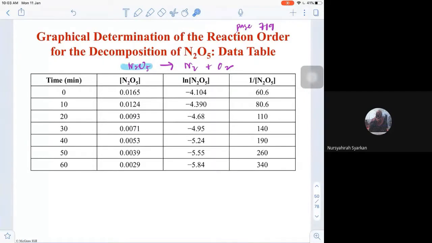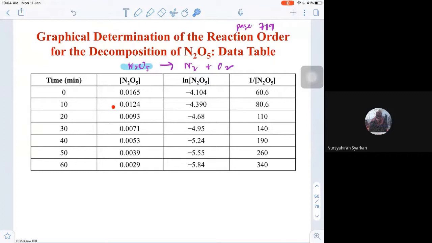And then you press ln 0.093. Then you will get the value negative 4.68. You press the calculator to get all the ln values until at 60 minutes. Okay, after you complete this table, then you have to complete the table of 1 over concentration. So you have to press 1 over the first concentration 0.0165, then you will get the answer 60.6.